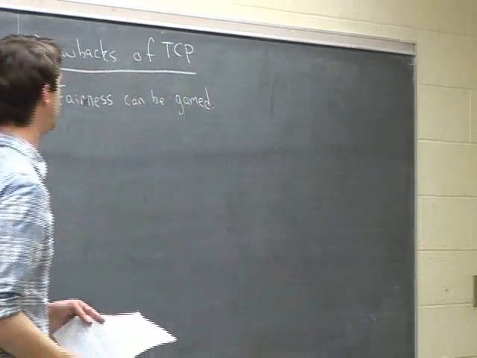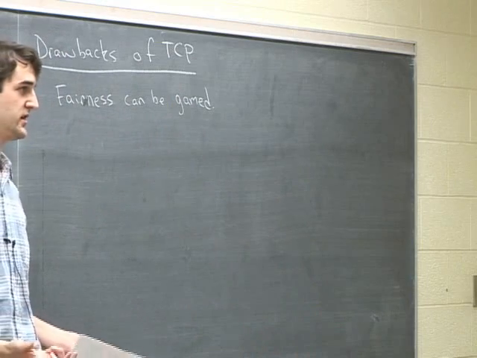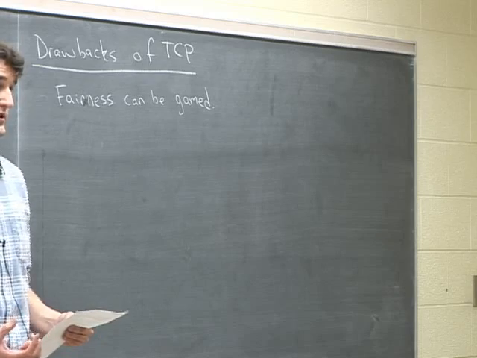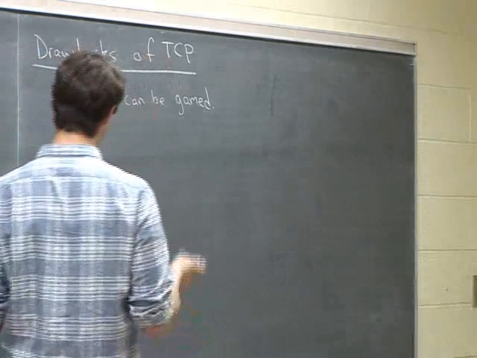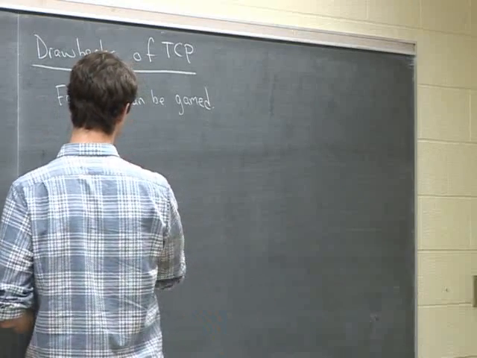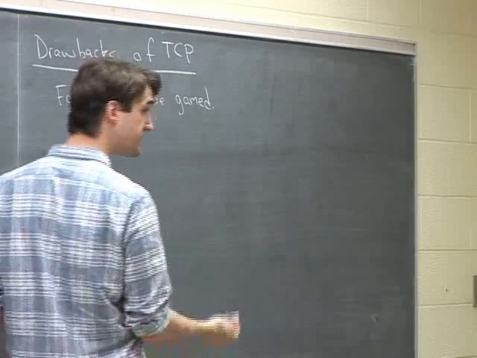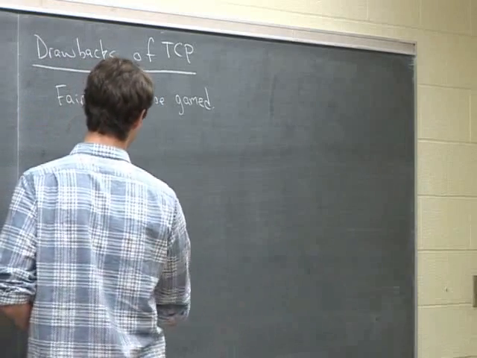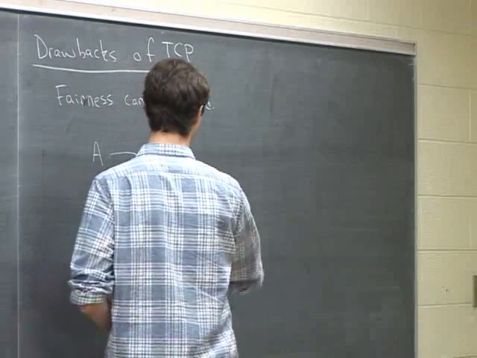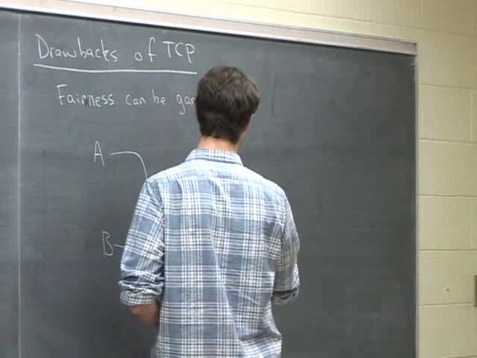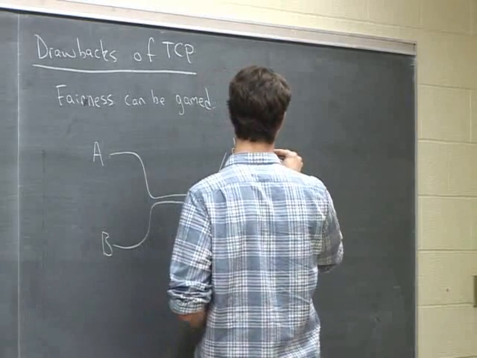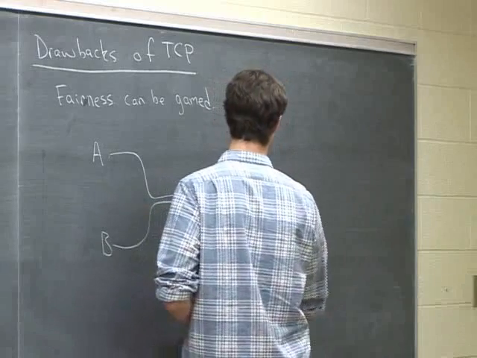So what do I mean by gamed? I mean that a malicious user can get more than their fair share of the bandwidth if they want to. So the way they do this is you open a bunch of connections at once. So let's look at an example here where we have host A, we have host B, and they are sending through some bottleneck link like this to, let's say, different destinations. So we have destination host C, and then destination host D.